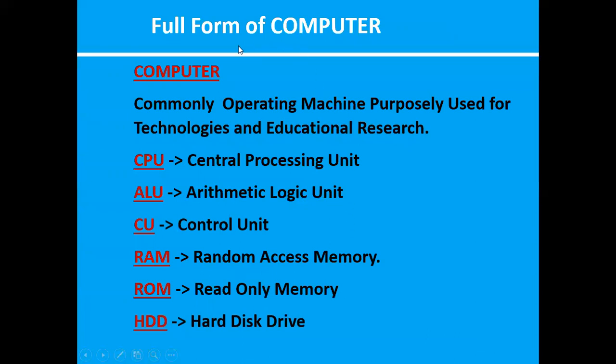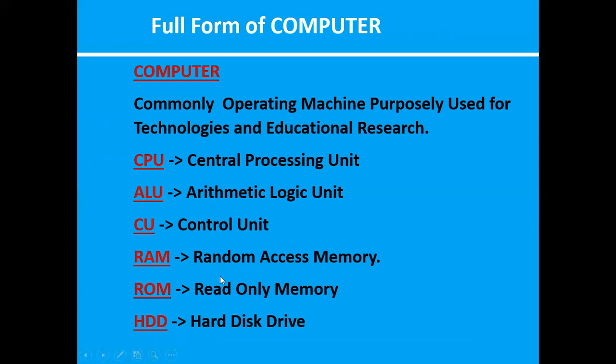Next one, you will see the abbreviations of some of the terms. Computer. So computer stands for commonly operating machine, purposely used for technologies and educational research. Next one, CPU stands for Central Processing Unit. ALU stands for Arithmetic Logic Unit. Next, CU stands for Control Unit. RAM stands for Random Access Memory. Then ROM stands for Read-Only Memory. Then HDD stands for hard disk drive.